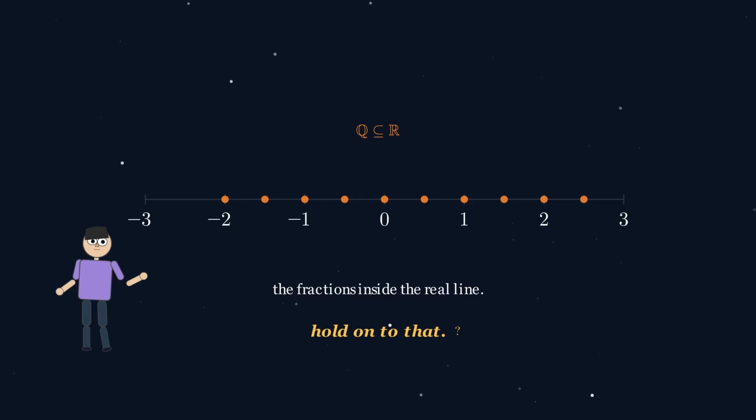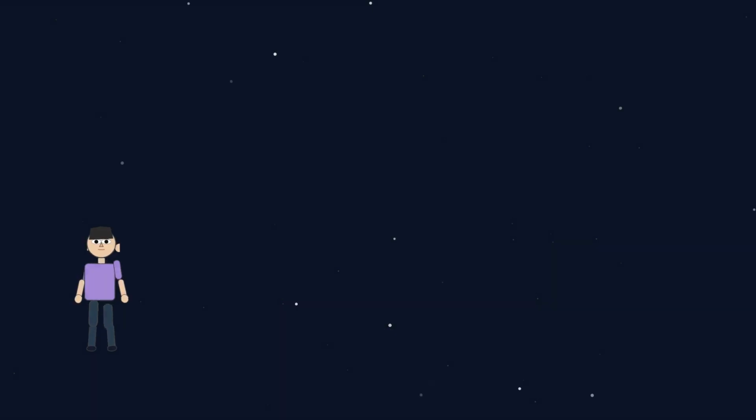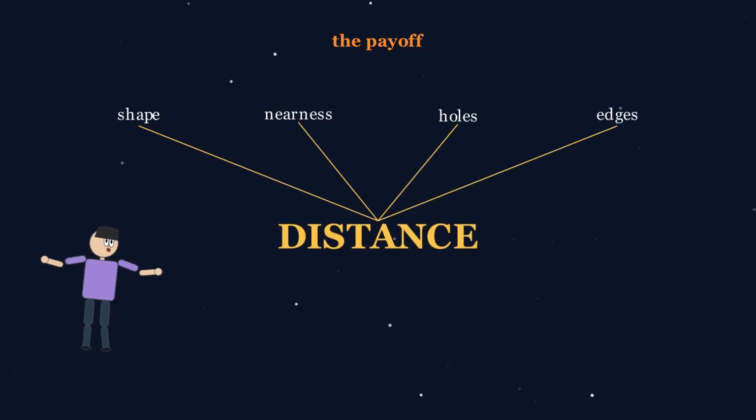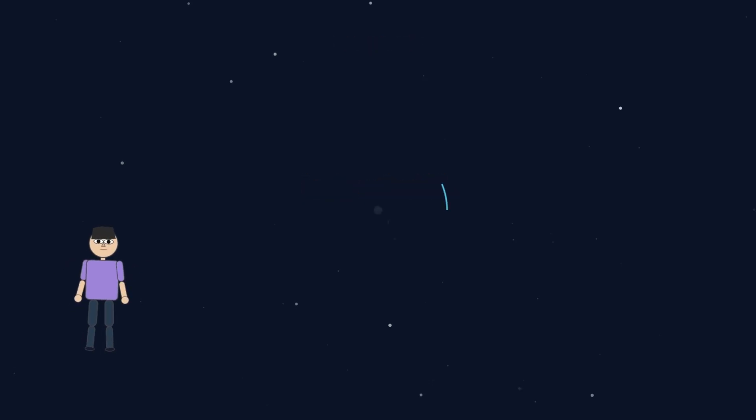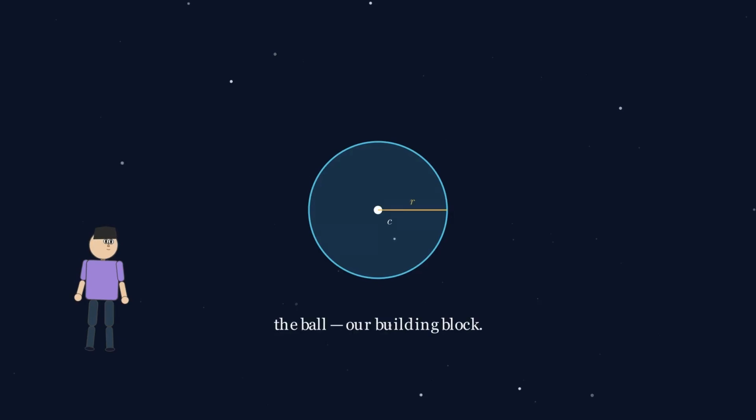So why did we shrink distance down to 4 bare lines? Here's the payoff. Almost every deep idea about shape and nearness and holes and edges can be rebuilt out of one single thing: distance, and nothing else. So let's rebuild them. Right here, in this wider world, where a distance might be a diamond or a single step. We start with the ball again, the set of all points closer than some chosen radius to a center. That little ball is our building block.